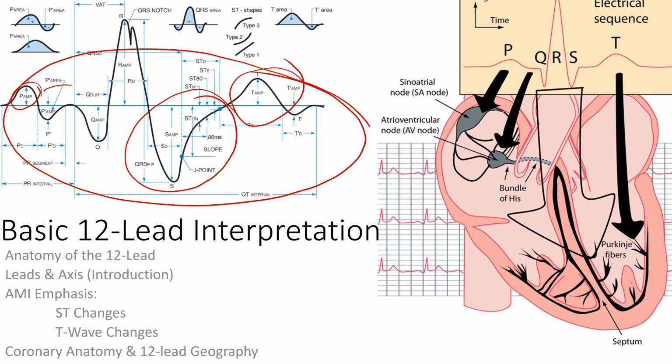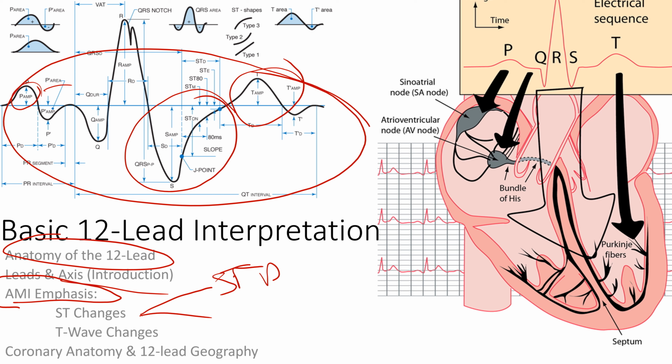Okay, so anatomy of the 12 leads. You get a 12 lead paper in front of you. What am I looking for? How is it laid out and such? Leads and axis, we'll only get an introduction to it. We're not going to pay too much attention to axis because that's a little more advanced. The emphasis again is AMI, or acute MI, or ACS, looking at ST changes, whether it's an STD or an STE, ST depression or ST elevation. And then T wave inversions.